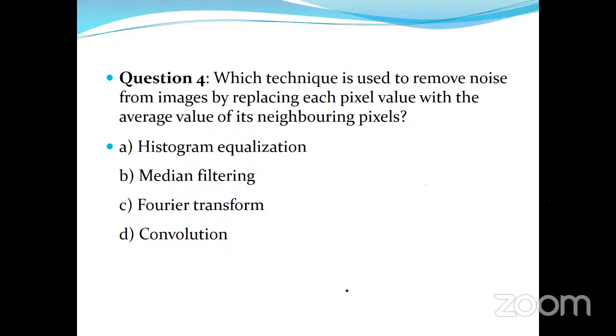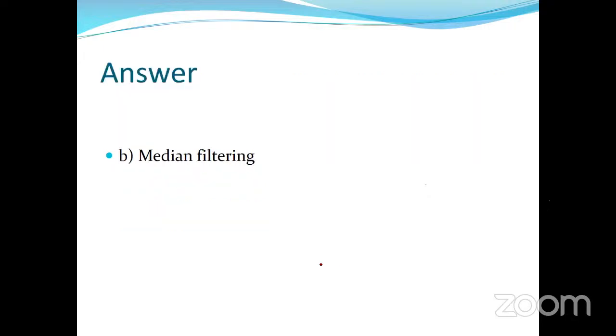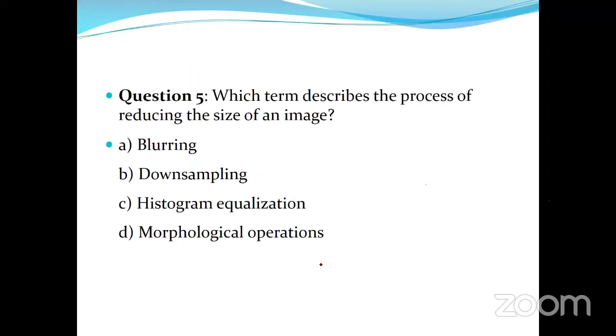The next question is, which technique is used to remove noise from an image by replacing each pixel value with the average value of its neighboring pixels? Can I have the answer? It is B. Good.